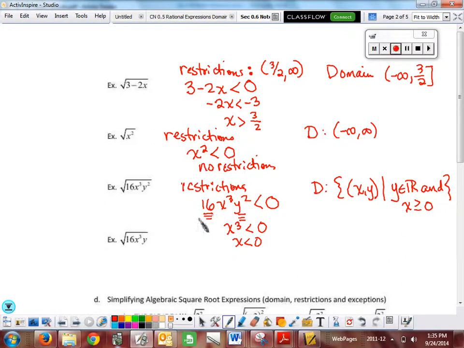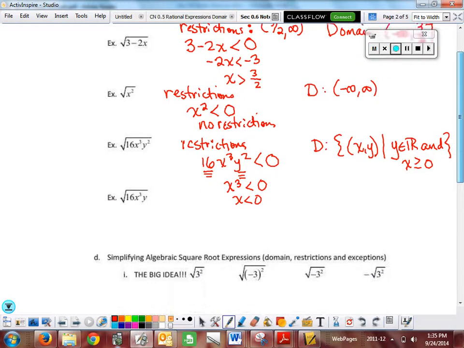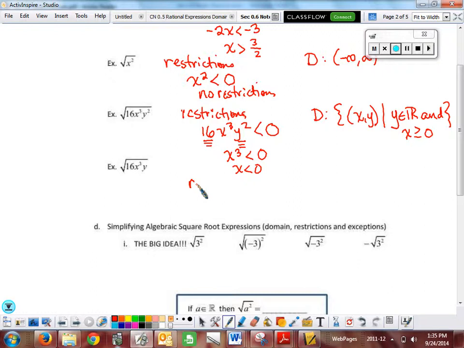All right, now let's look at this one. Very similar, but a little different. So now we have restrictions. I have 16x cubed y as my radicand, and whenever that is negative, that's going to cause me to not have a real number. So now let's look at this. Does the 16 have any bearing on being negative? No, so I can pretty much ignore that.